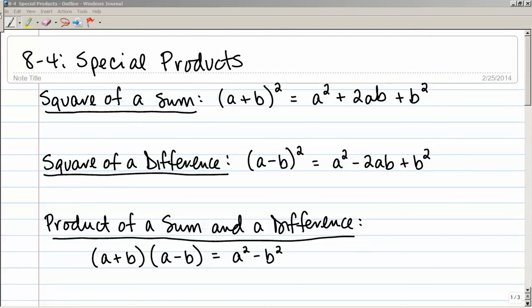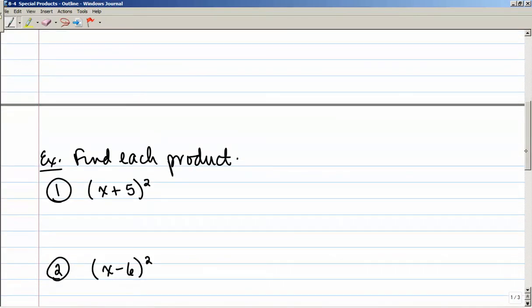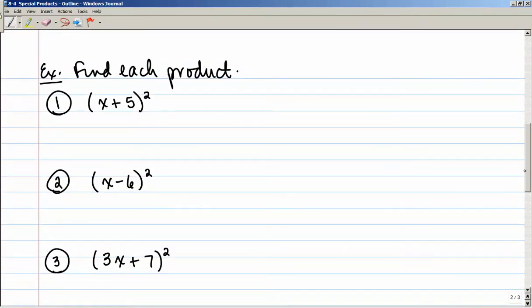So please memorize these formulas. It'll make not only this lesson easier, but in the future when we're undoing it and going backwards, it'll make that a lot easier as well. So let's take a look at several examples here. First one is the quantity x plus 5 squared.